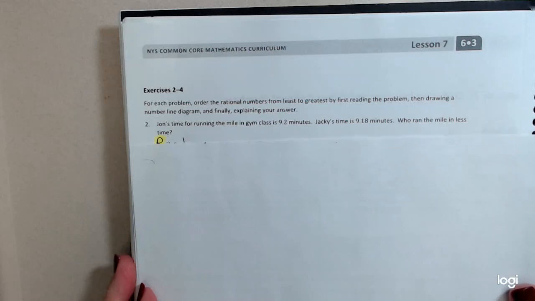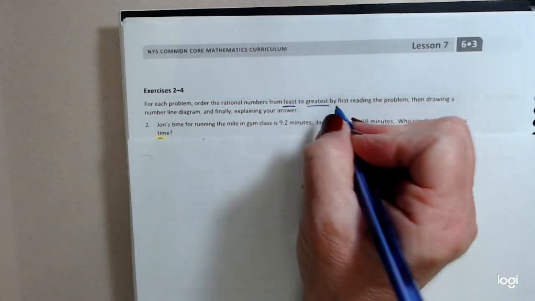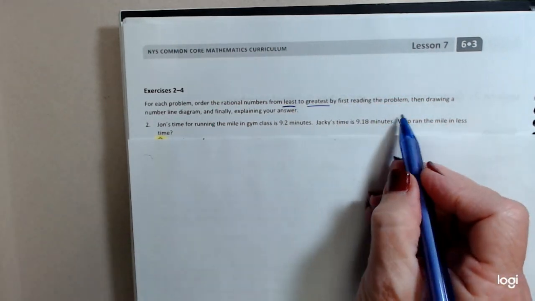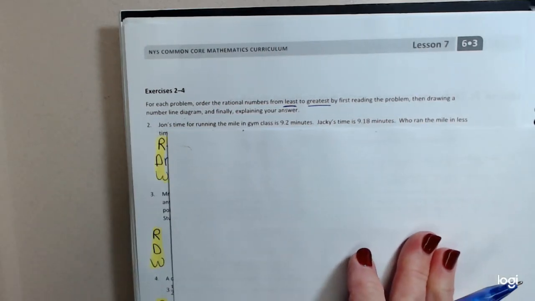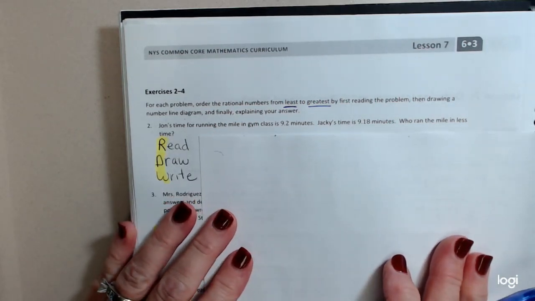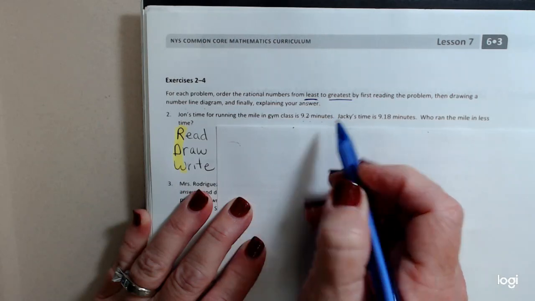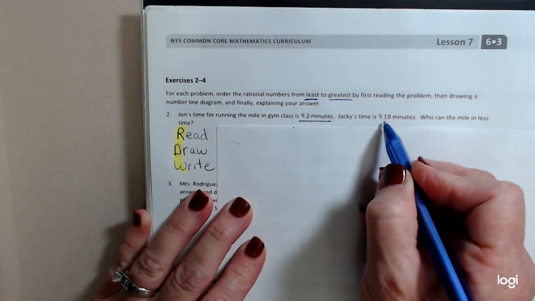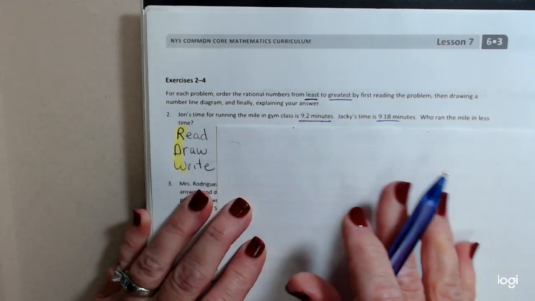Okay, so we're going to look at problem number 2. It says this time for each problem, we have to order the rational numbers from, once again, least to greatest by first reading the problem, then drawing a number line diagram, and finally explaining your answer. So once again, we're going to do RDW, which is read, draw, and write. Okay, the problem says Joe's time for running the mile in gym class is 9.2 minutes. And Jackie's time is 9.18 minutes. Who ran the mile in less time?